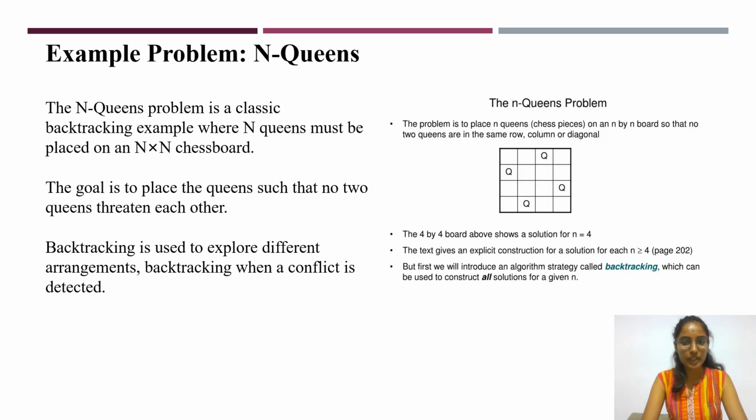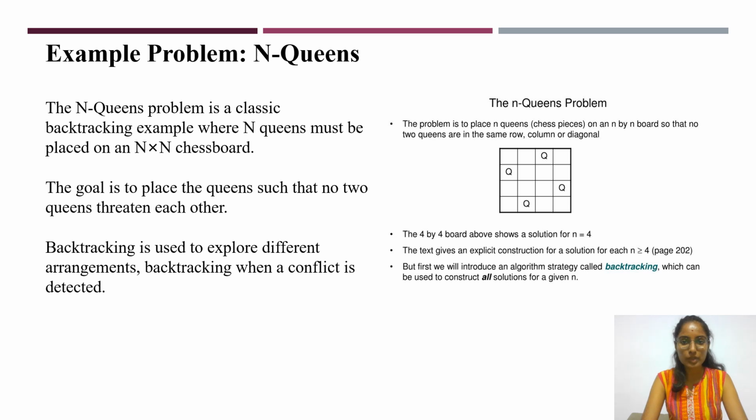Example problem: N queens. The N queens problem is a classic backtracking example where N queens must be placed on an N cross N chessboard. The goal is to place all queens such that no two queens threaten each other. Backtracking is used to explore different arrangements, backtracking when a conflict is detected.